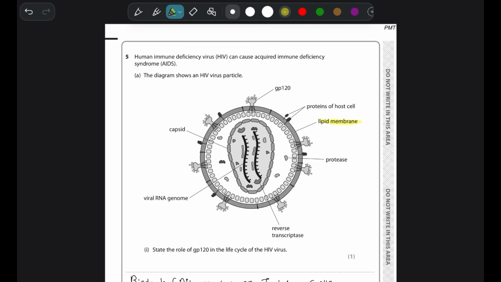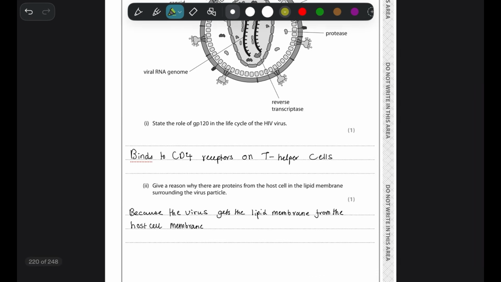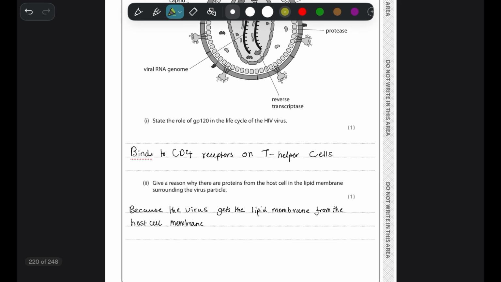Well, HIV particles undergo receptor-mediated endocytosis. So that means that when the GP120 binds CD4, the viral particle is then endocytosed, and in doing that, it takes from the host cell membrane. So I'd be saying along those points for this one. I'm saying the virus gets the lipid membrane from the host cell. Essentially, that should then mean that the lipid membrane now has particles from the host cell. That's my route to answering this question.